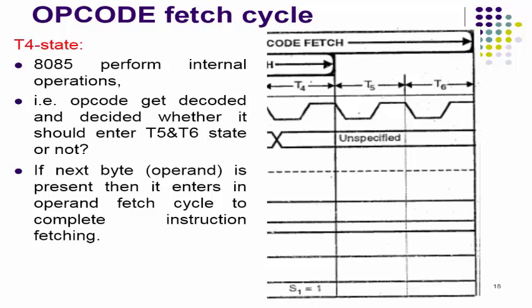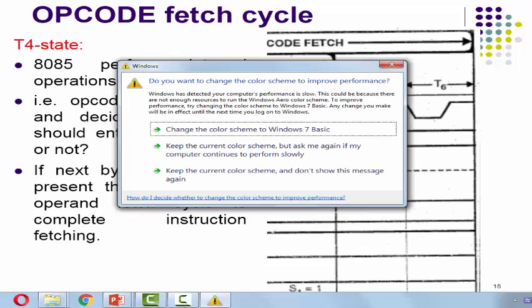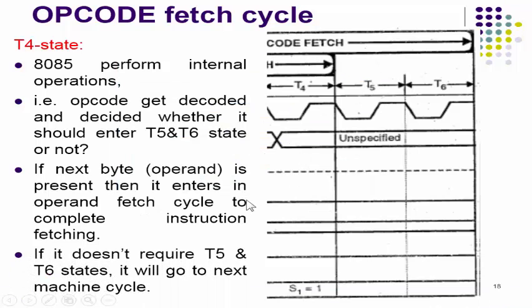If the next byte or operand is present, meaning a 2-byte instruction, for example MVI A, 11x. This is a 2-byte instruction. MVI A, its opcode is 3E, and 11x is one more byte, that is 8-bit immediate data. So the size of the instruction is 2 bytes. In the operand field, 8-bit immediate data is available.